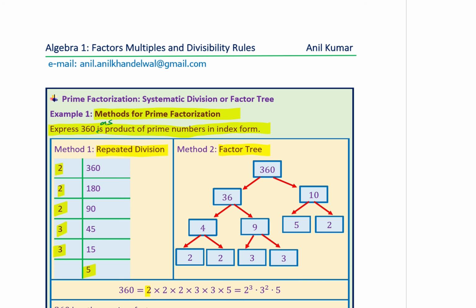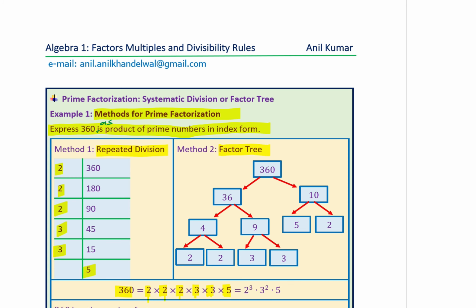So these are the numbers 2, 2, 2, 3, 3, 5. When you multiply them, you get 360. Why don't you check it out, right? Let's check it out. 2 times 2 is 4, 4 times 2 is 8, 8 times 3, oh well, we can do 3 times 3, 9 and 8, 72. And then when you multiply by 5, 72 times 5 is 360.